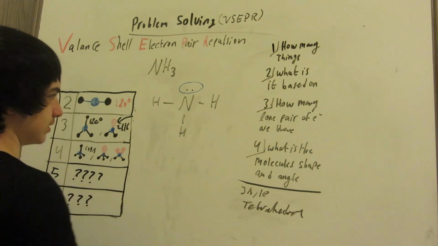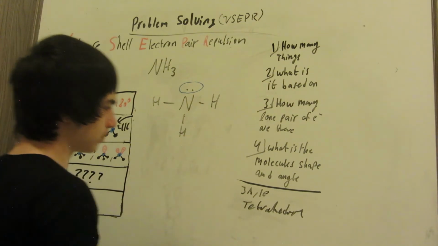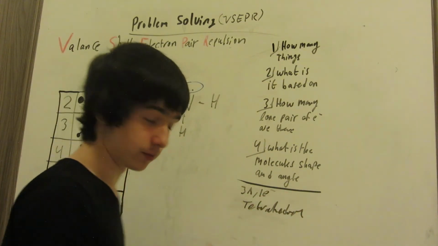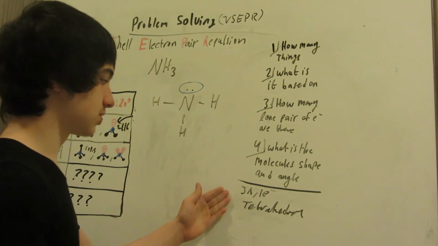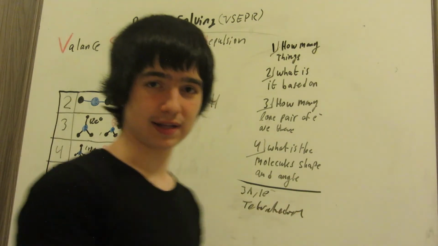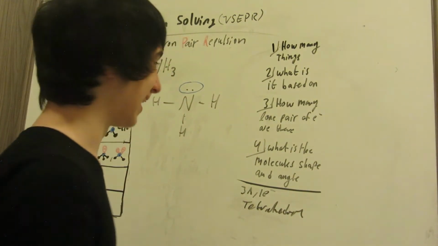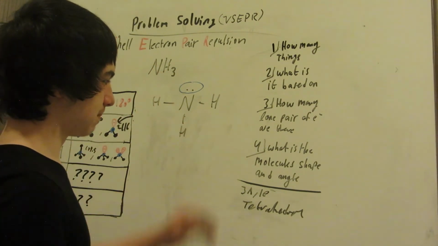Alright, tetrahedral. Next, how many lone pairs of electrons do we have? You're right, we have 1 lone pair of electrons. Now we can count the lone pair of electrons as a thing on its own, not as part of an atom, or not as a fake atom. Alright, so what is the molecule shape and angle?